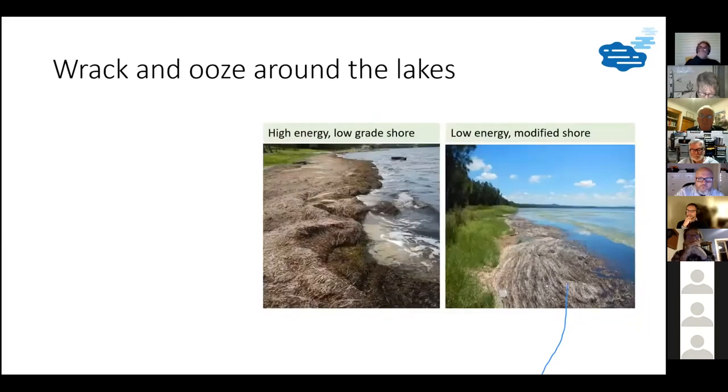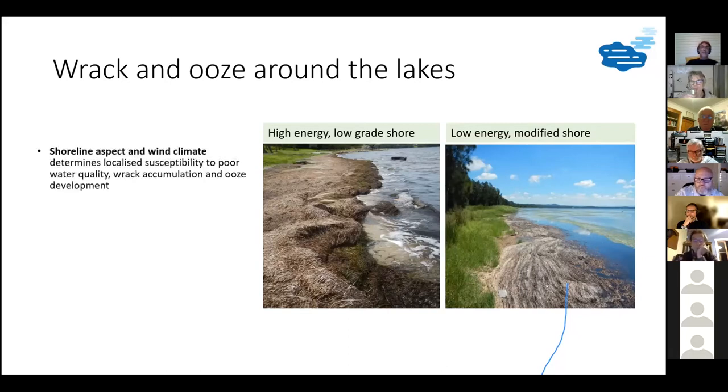So I'll move on to rack and ooze around the lakes. Everyone will probably be well familiar with the various issues and the way this is expressed around the lake. What I'd like to do here is to really highlight some of the main physical forcing factors that affect the things that we see around the lake.